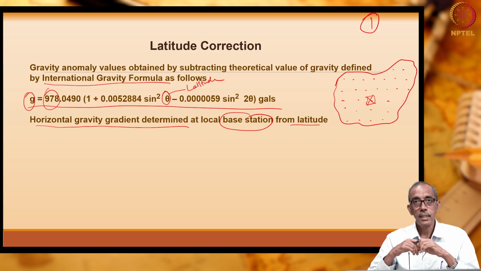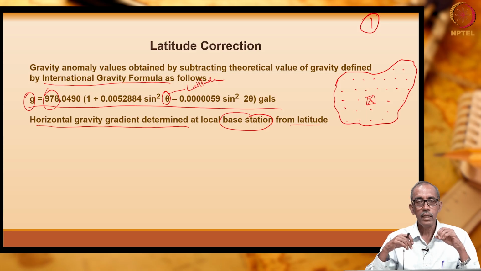But we need to also consider the site condition. Is it easily accessible? Is there a roadway nearby? It should not be in the midst of a forest. Why? The base station has to be frequently visited by us. Over there, we are going to collect readings at different times, especially to understand the diurnal variation in the acceleration due to gravity. We are going to see that a little later. So, as of now, let us understand a base station is a station chosen among our gravity stations which is easily approachable.